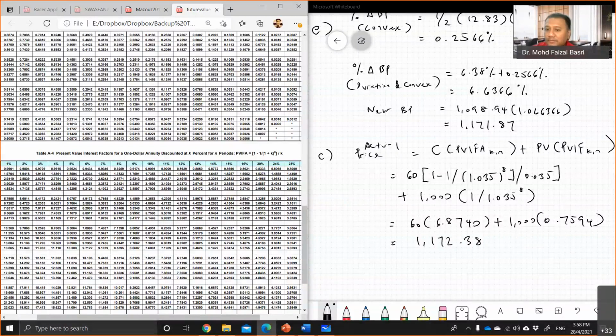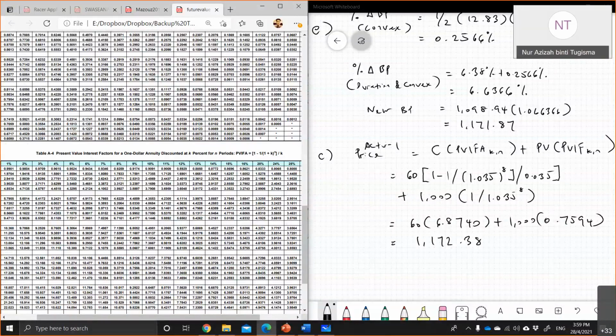So I round up to 4 decimals, just like our interest factor in the table. You use 4 decimals, right? So in the end I put it 6.8740. Can?